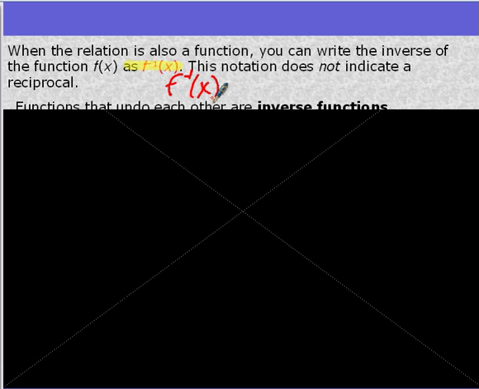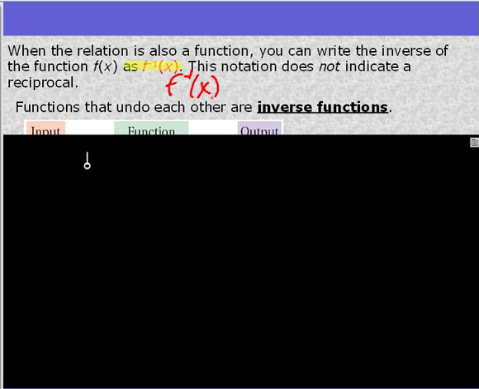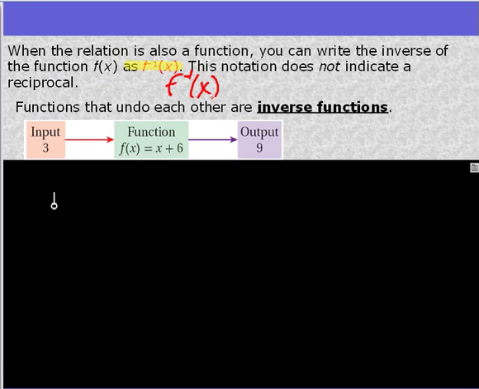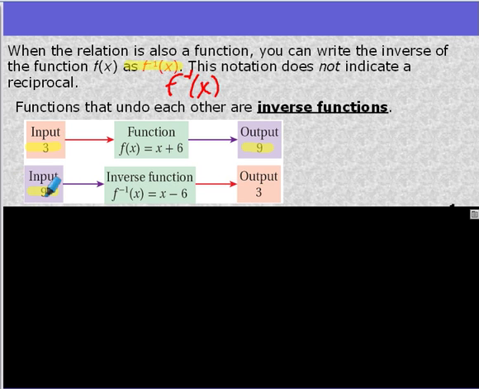So functions that undo each other's operations are inverse functions. So here's the example. If we have some function, you input a 3, it adds 6, so this is your actual function, x plus 6, and your output is 9. What's the inverse look like? You take 9, and we're going to end up with 3. How do we do that? We have to subtract 6. So basically what we did was undo that operation, which is the operation that we performed on x to change it into y.